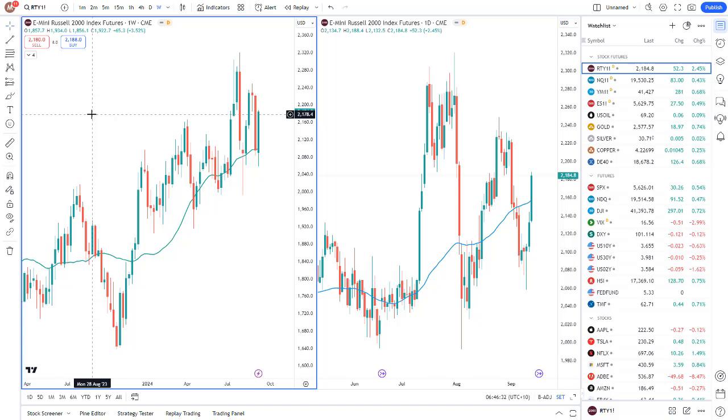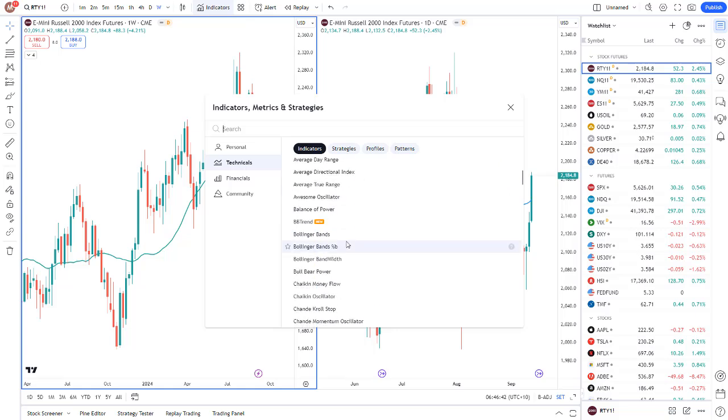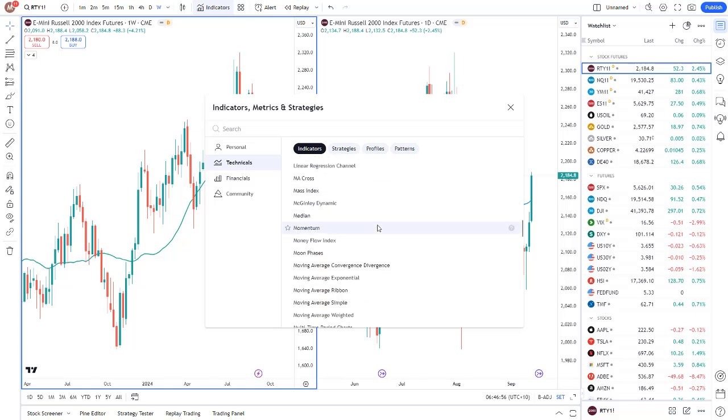Because if we focus on the wrong things, and unfortunately the wrong things can be indicators, right? And that's always the hardest thing, isn't it? It's like when you look at all these different indicators that you can see here: the awesome oscillator, the average true range, the average directional index indicator, the bull bear power. You've got all these different indicators through here.